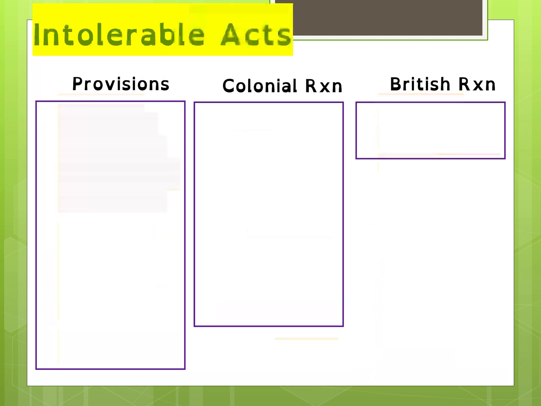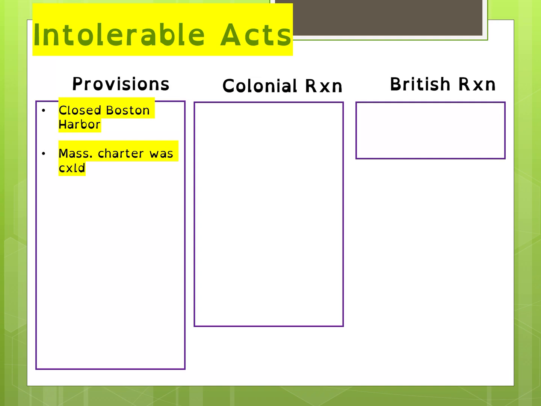In 1774, they release this list of rules. They close Boston Harbor, which is just going to cripple the city of Boston, and quite honestly, all of the New England colonies, because they rely on that port to get the things in and out of the country that they need. The Massachusetts Charter was canceled, so that takes away all of Massachusetts' self-governing freedoms.